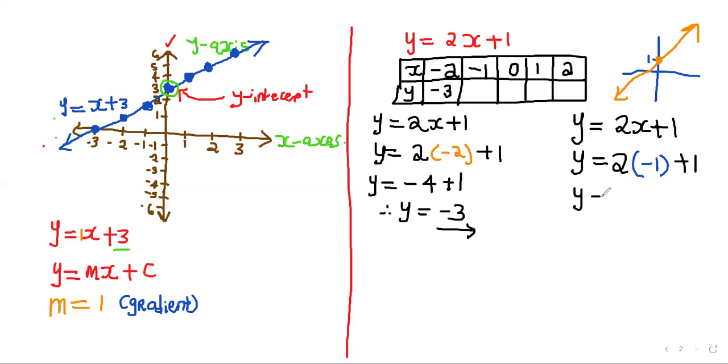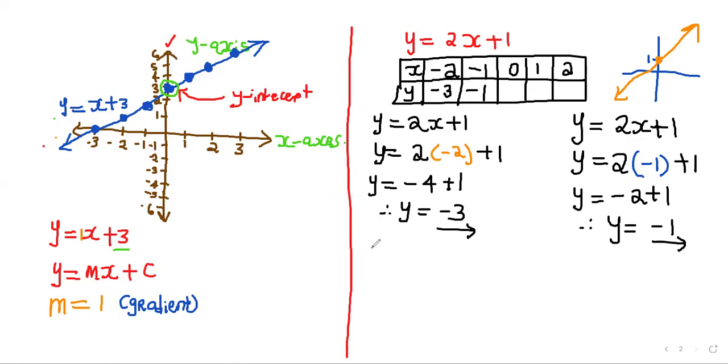Then that will be y equals 2 times -1. That's -2. So you're going to write -2 plus 1. Therefore, for the y value, you simply press your calculator. We all know that -2 plus 1 is -1. So the -1 that we got, we're simply going to write it there.